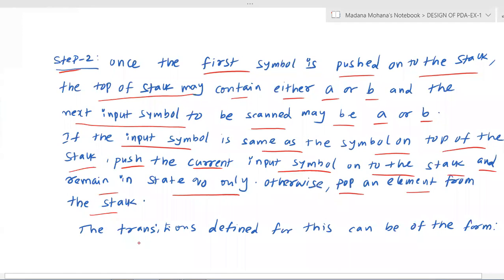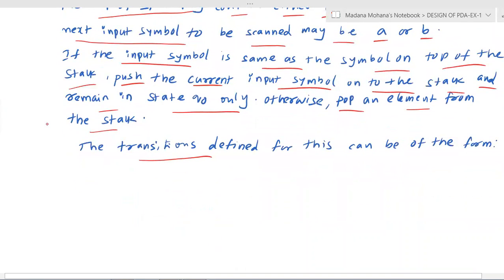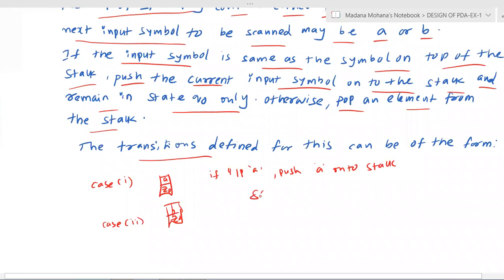Now the transitions defined for this step are given below. Here, for case 1, your stack already contains A on top of the stack. For case 2, it contains B on top of the stack. Now if the input symbol is A, then push A onto the stack. The corresponding transition is: we don't change the state, it still remains in the same state Q naught. If input is A and stack top is A, without changing state, simply push the current input. This is the new input pushed onto the stack, which is placed on top of the stack. So here A is pushed.